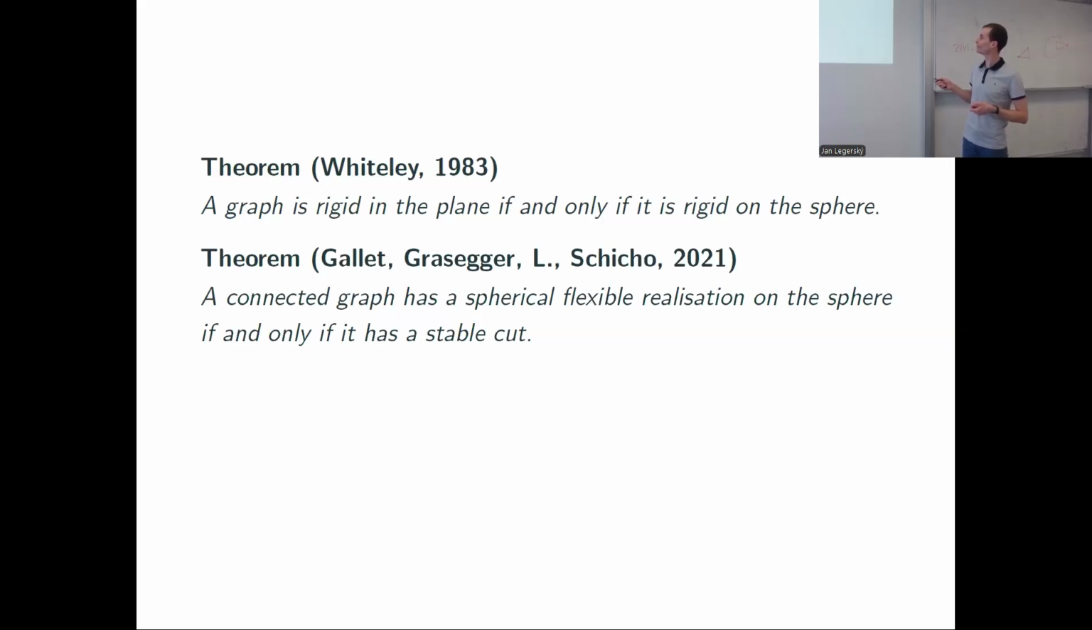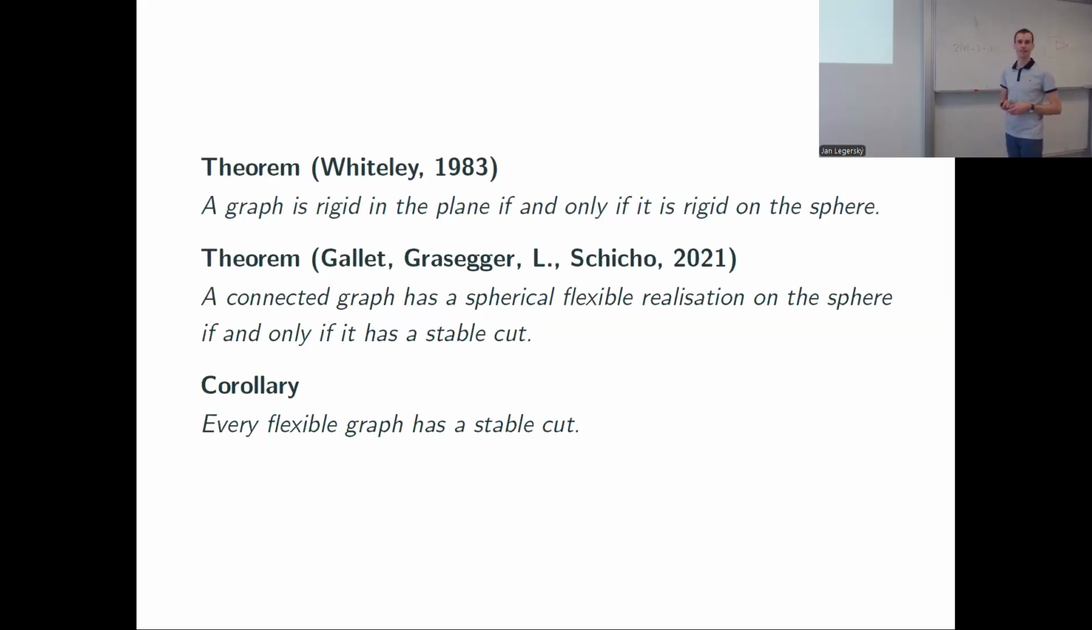it is flexible in the plane if and only if it is flexible on the sphere. So if I have a flexible graph, I have a flexible realization on sphere, so I have a stable cut. So every flexible graph has a stable cut. So that's how to prove, or we can prove this just by picking some results from rigidity theory.